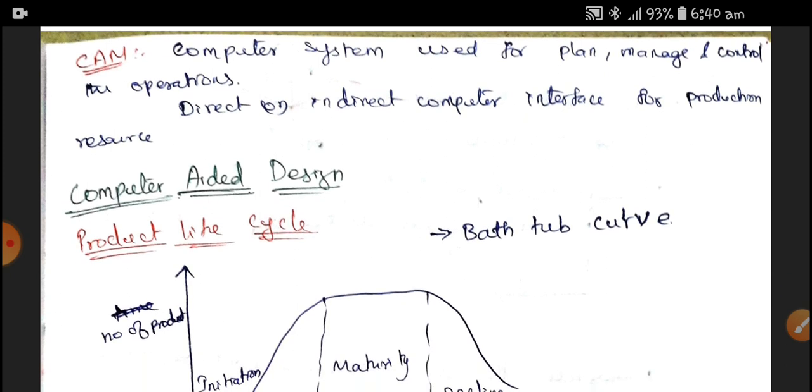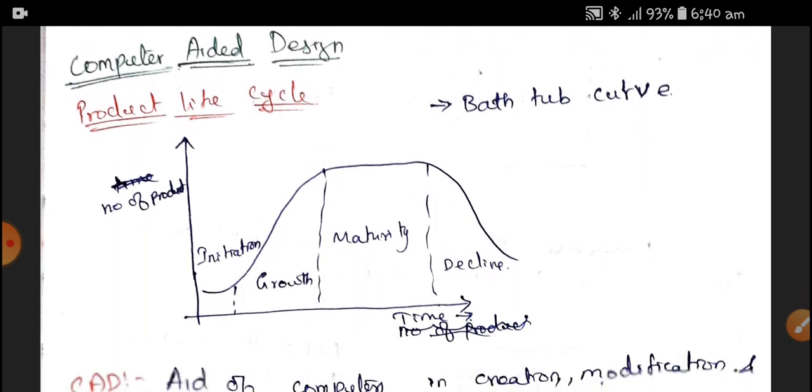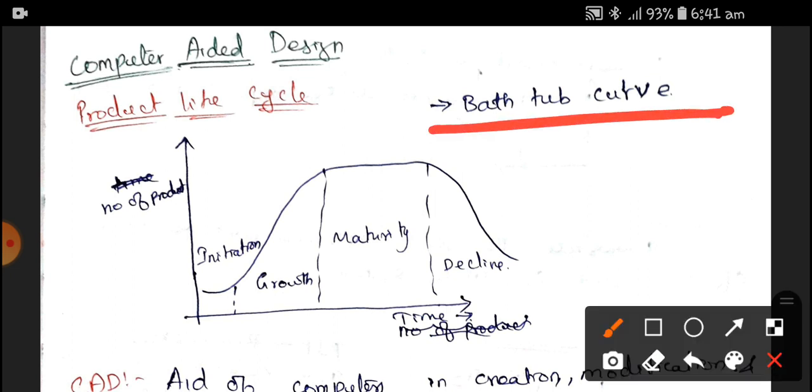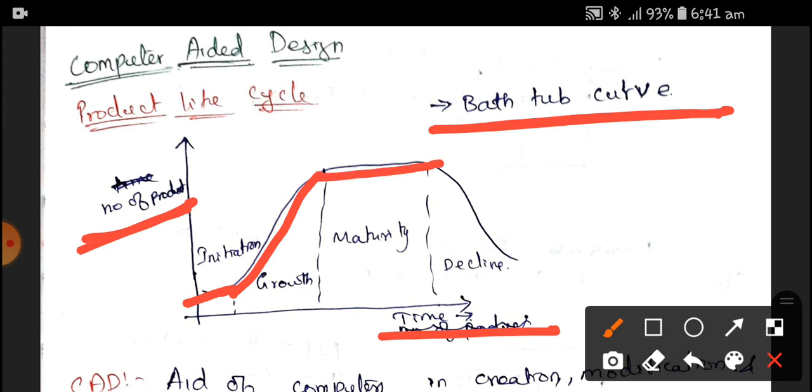Next is computer aided design. In computer aided design, the product life cycle is very important. The product life cycle is postulated as a bathtub curve. In this bathtub curve, for every product, the y-axis is the product and time is on the x-axis. In every product, initially when it is coming to a market or a manufacturing or a designing, the product should be in the initiation stage. After that it can be growth, and then maturity and decline.